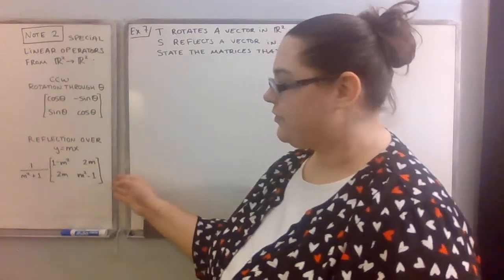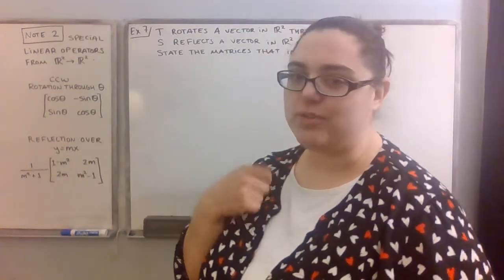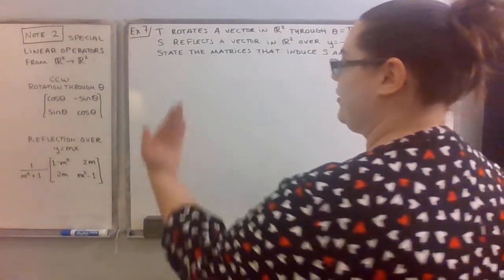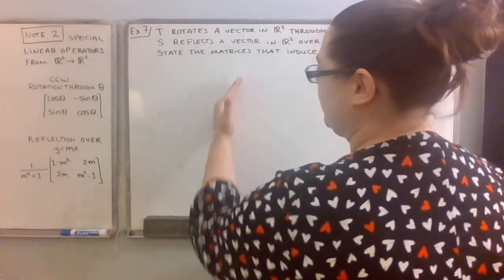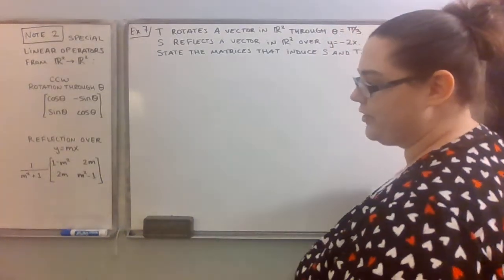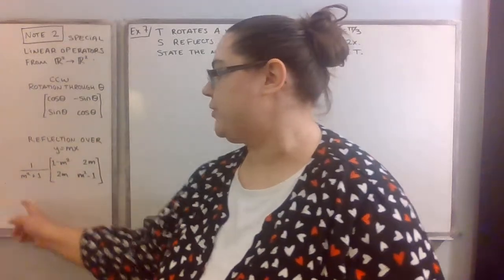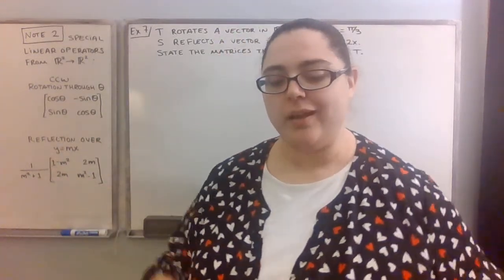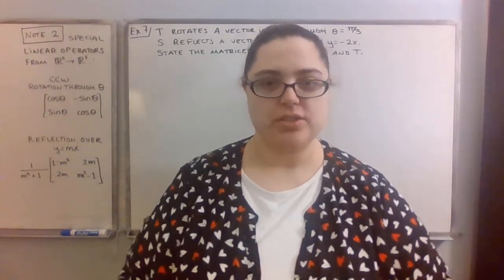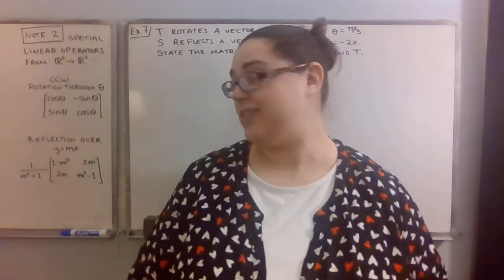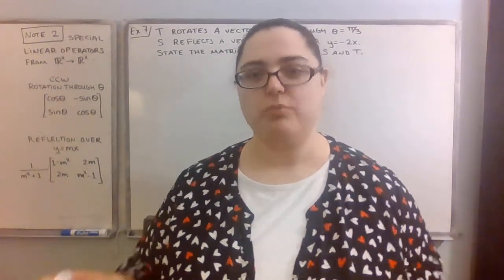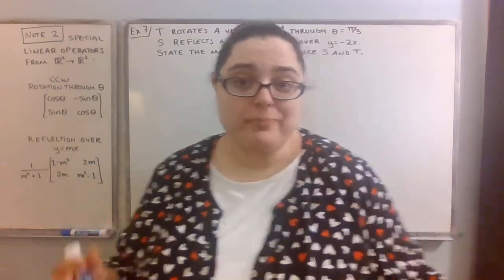Then we also have a reflection over the line y equals mx, a line running through the origin. If we have the line y equals 2x going up like this, then we're reflecting our vector over that line. This is the matrix that's going to induce that reflection. Towards the end of this section on linear transformations, we'll talk about how you can find matrices like this. But for right now, we're just going to apply them and see what we get.